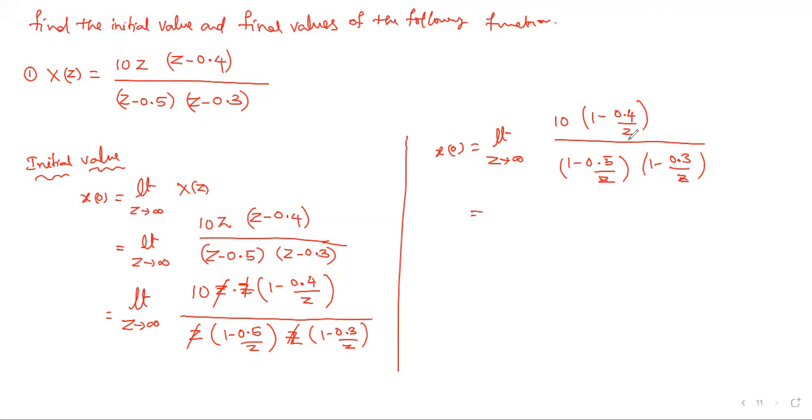Z is infinity means what is 1 by z? 0. So 10 into 1 minus 0, divided by 1 minus 0 into 1 minus 0. 1 minus 0 into 1 minus 0 is 1 only, right? So we will get 10. What is the initial value we will get? Initial value we will get as 10. Now what is the final value? What is the final value we need to write?